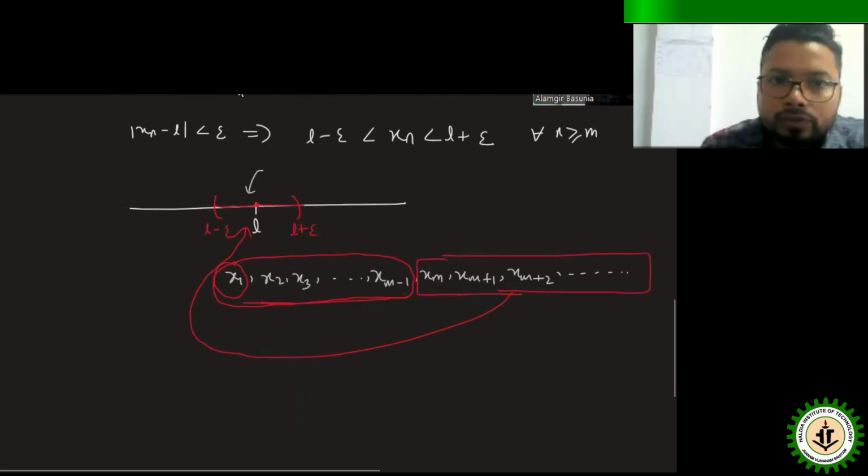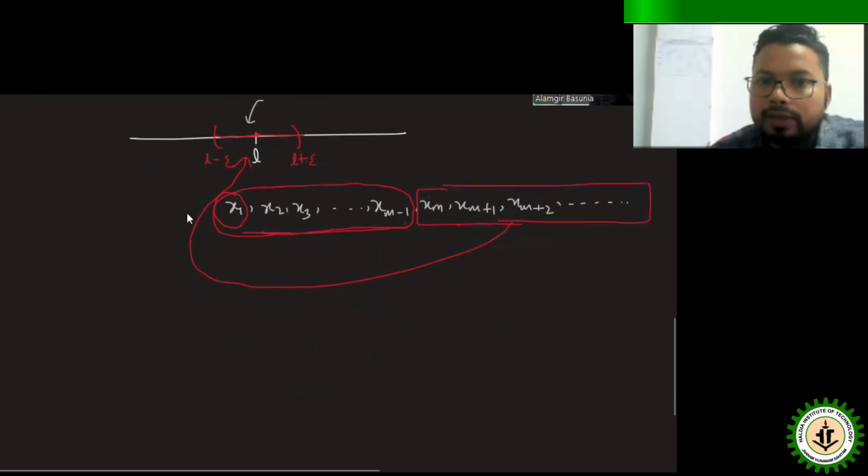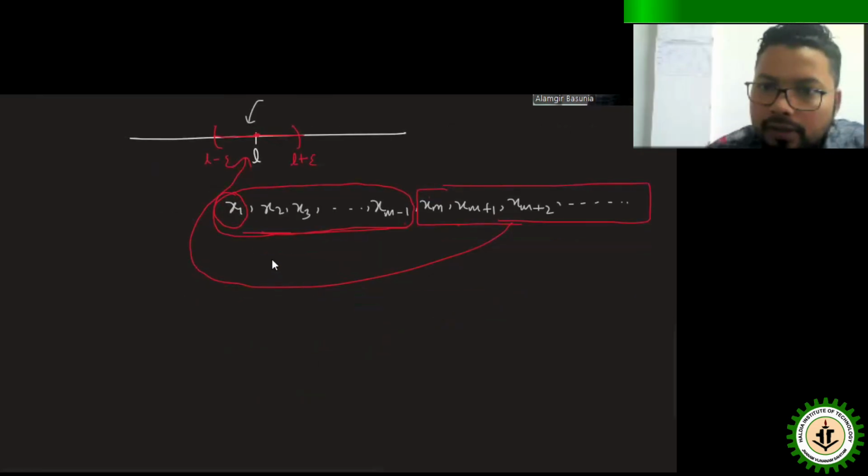Okay, let us take an example for this one to clearly understand this definition, the definition of convergence of a sequence. Now, for example, we are taking the sequence 1/n.